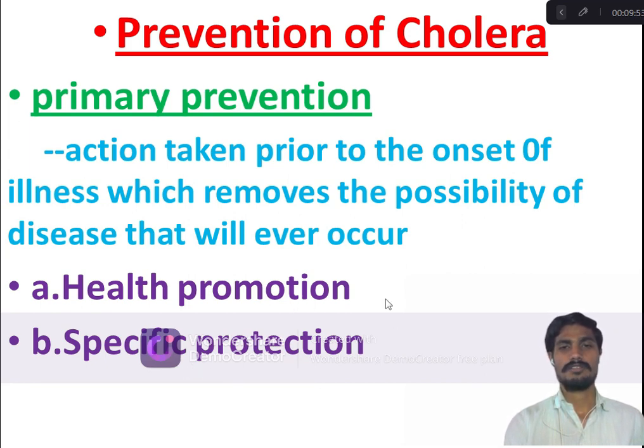Health promotion. How can you promote the health? Here, especially in the prevention of cholera, avoid the drinking of contaminated water. We have to always drink safe and wholesome water. That is the health promotion. And avoid the eating of contaminated food and water. And avoid the eating of roadside marketing foods, because the flies may have carried the infection from the feces to food.